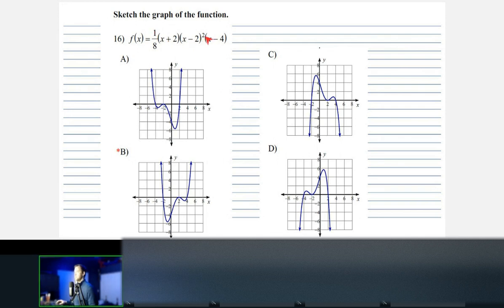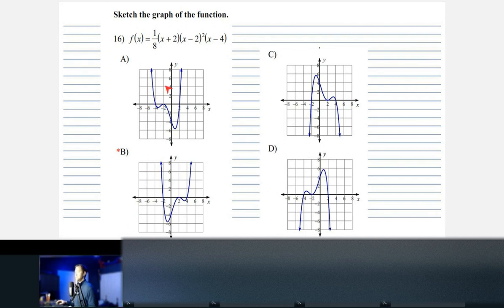We can also see that the multiplicities are 1, 2, and 1. So 1 plus 2 plus 1 is 4. And it's a positive coefficient. So it's a positive even power. So we know it opens up. So really the only choices based on our observation are A or B.